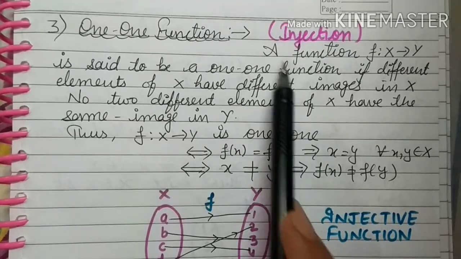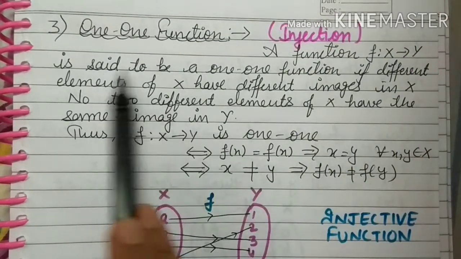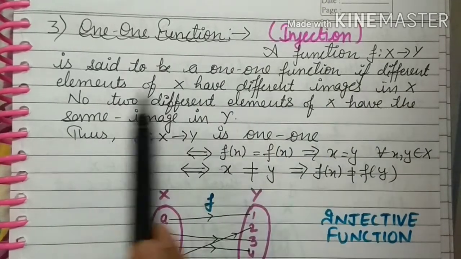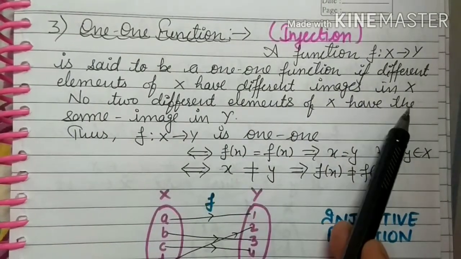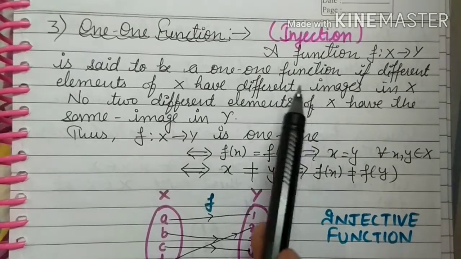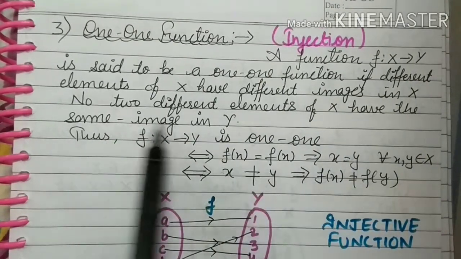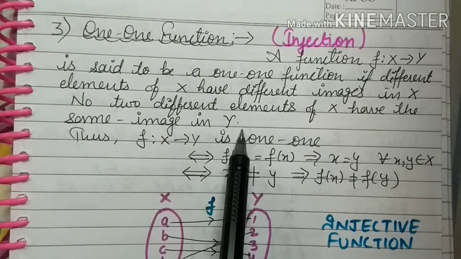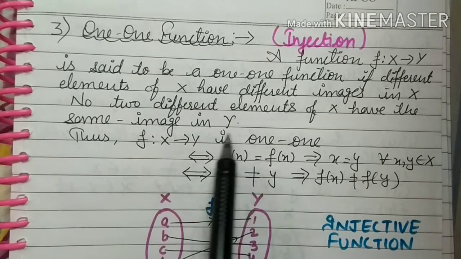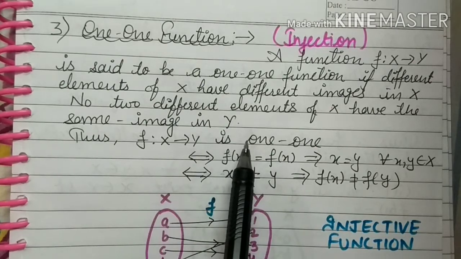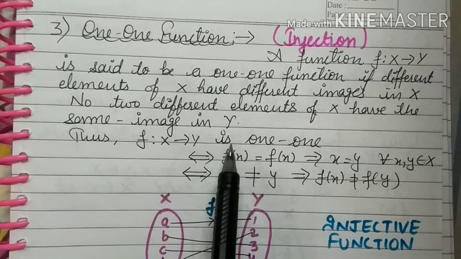Again we are going to read it here. A function f from x to y is said to be a one-one function if different elements of x have different images in y, की x के हर एक element के लिए y की एक अलग ही image होनी चाहिए. No two different elements of x have the same image in y. This concept is very important for the exercise 1.3 and it is very important from the exam point of view. कि आपको पेपर में क्वेश्चन आता है कि आपको प्रूव करना होता है कि one-one फंक्शन कौन सा है, to show that or determine that.